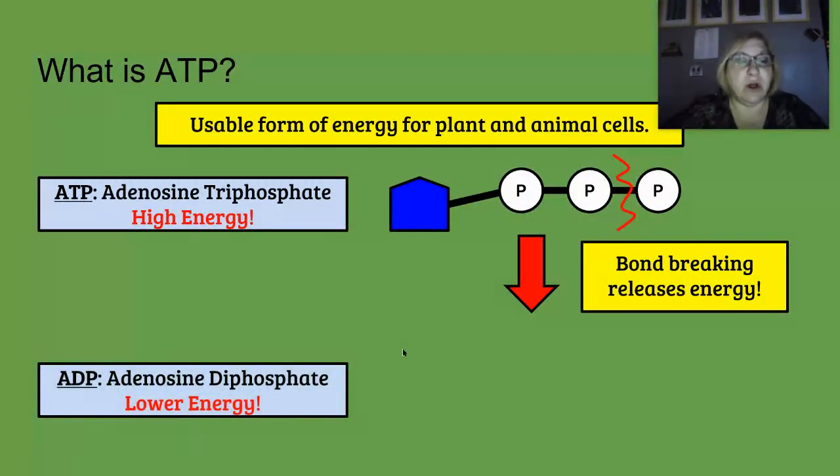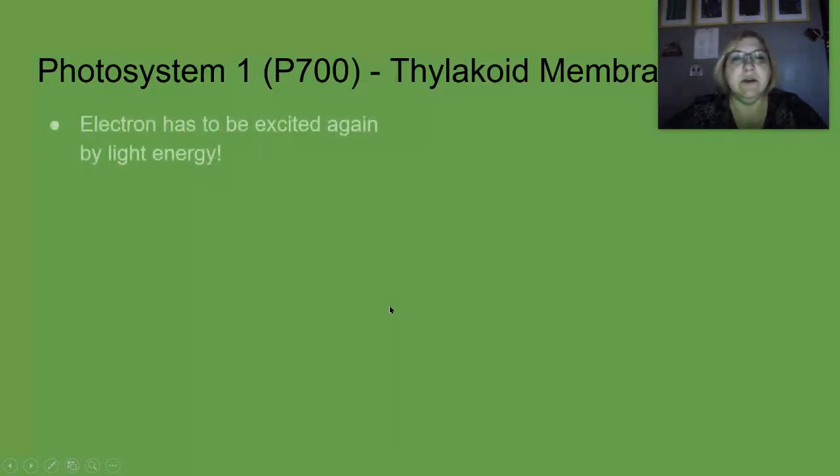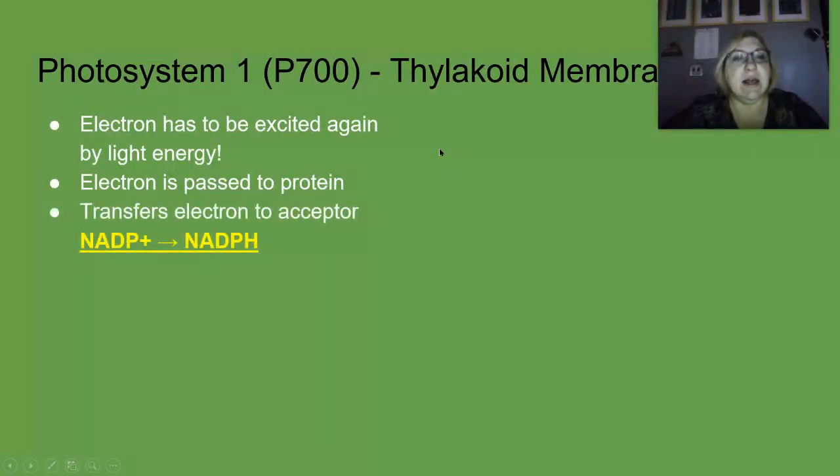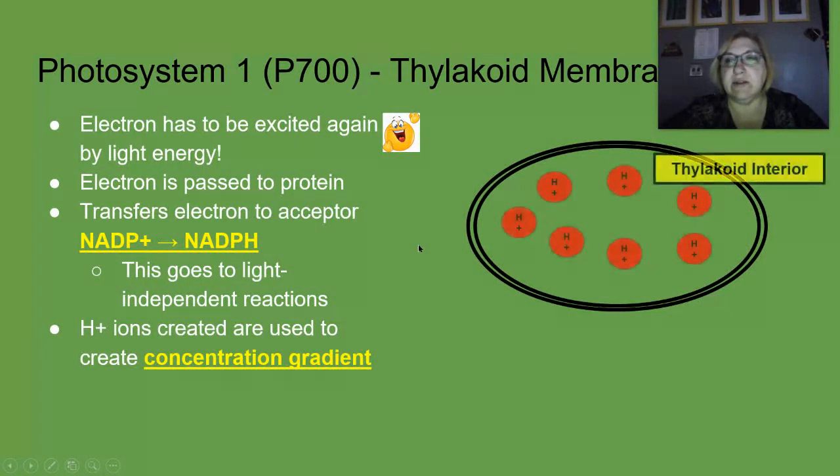The lower form is called ADP, and that's adenosine diphosphate. And you can still get energy from that, but it doesn't have the 3 phosphate groups anymore. It only has 2 phosphate groups, like that. So a wrap up. In photosystem 1, the electron has to be excited by light energy, and then the electron is passed to proteins, and they're passed in this chemical form, NADP, and that goes to light-independent reactions. And then you end up with hydrogen ions that are created inside the thylakoid.